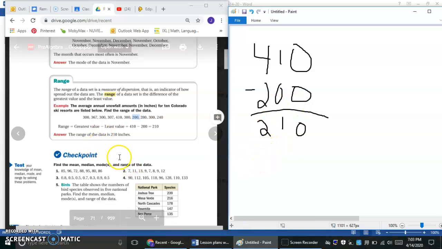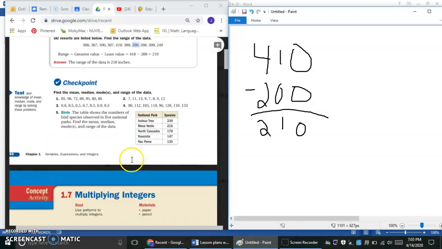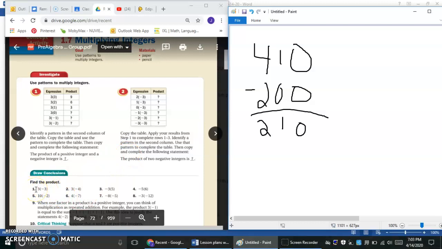So what I want you to do right now is do this checkpoint. You're going to do 1, 2, 3, and 4. And then you're going to scroll down, and you're going to find the product here from 1 to 8.